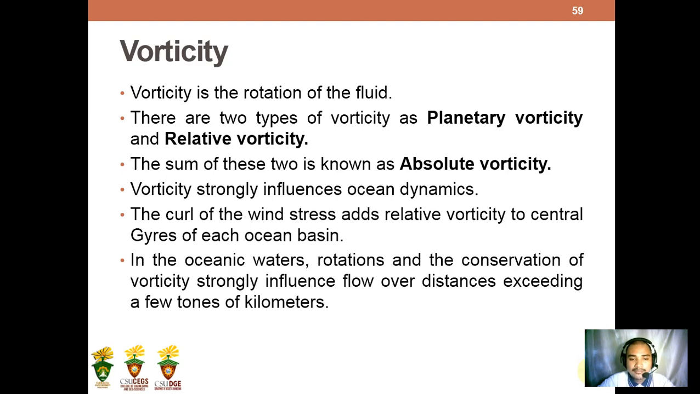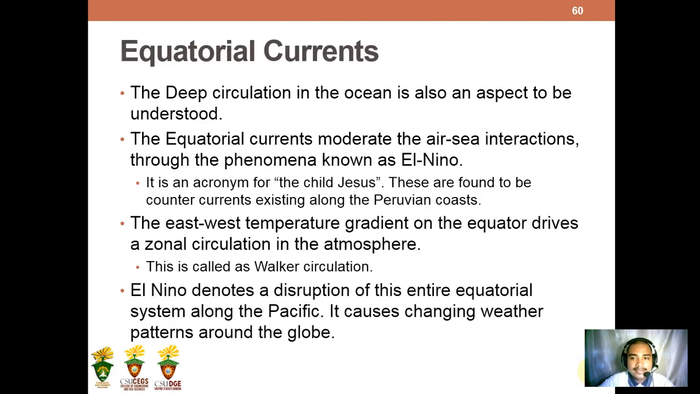And in oceanic waters, rotations and conservation of vorticity strongly influence the flow over distances exceeding a few tens of kilometers. So again, as I discussed earlier, this was influenced by the winds and other forces acting on the ocean masses. We also have these equatorial currents. The deep circulation in the ocean is also an aspect to be understood, so it is not only the circulation at the surface, but also in the deep portion of the oceans.